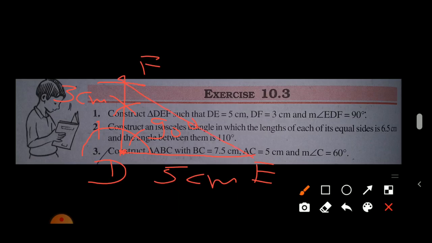This is the triangle DEF, in which DE equal to 5 centimeter, DF equal to 3 centimeter and angle EDF equal to 90 degree. The measurement of this side is not needed. This we can join with the help of ruler and pencil to complete this triangle. This is the rough figure for DEF. Now we are going to construct the fair figure for DEF.